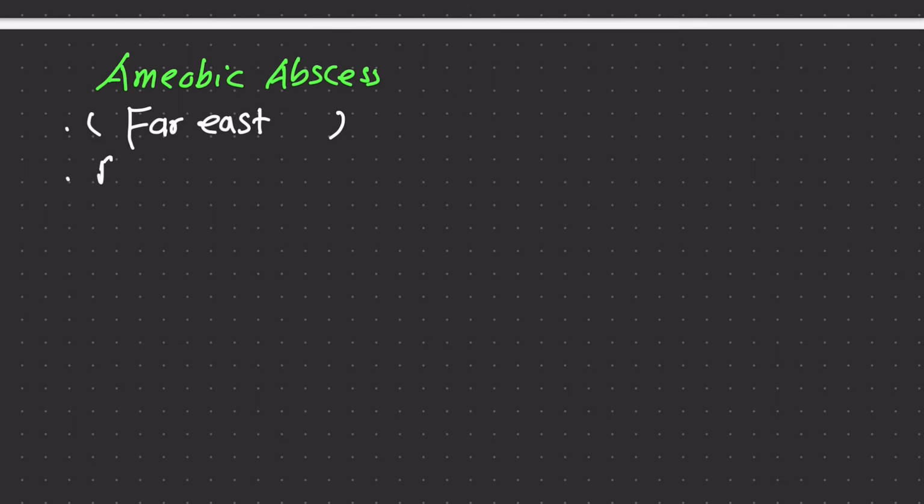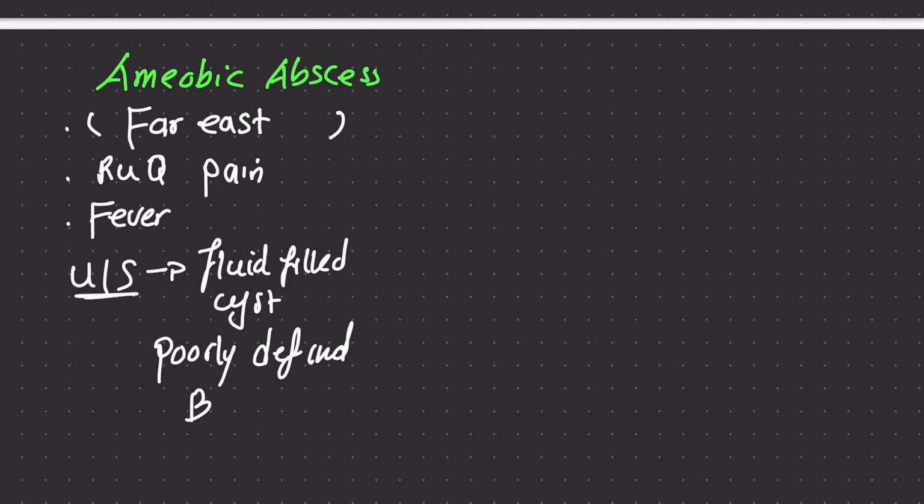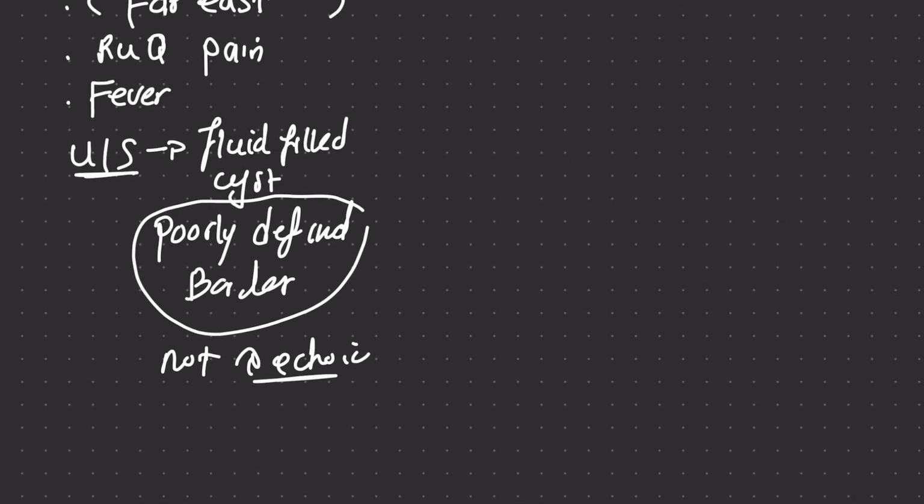Most of the patients will come with right upper quadrant abdominal pain and fever that is alternating and has been there for quite a long time. Ultrasonography will show you a fluid-filled cyst or collection that has poorly defined borders, which tells you this is not adenoma, and it is not hyperechoic, so it is not hemangioma. Okay, right upper quadrant pain and fever.